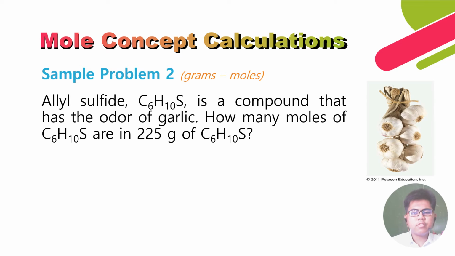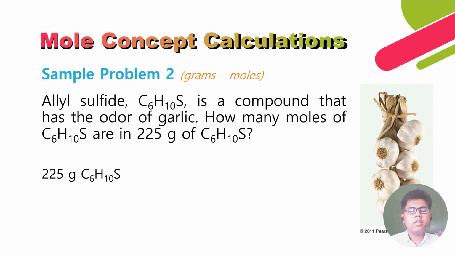So, what's the first step in solving a problem? You need to identify what's the given. So, the given here is 225 grams of C6H10S, and the missing quantity is the moles of C6H10S. Now, solving this problem, write the given first, and then think of the conversion factor for you to cancel gram C6H10S. Kailangan kasi makuha mo yung hinahanap nating quantity.